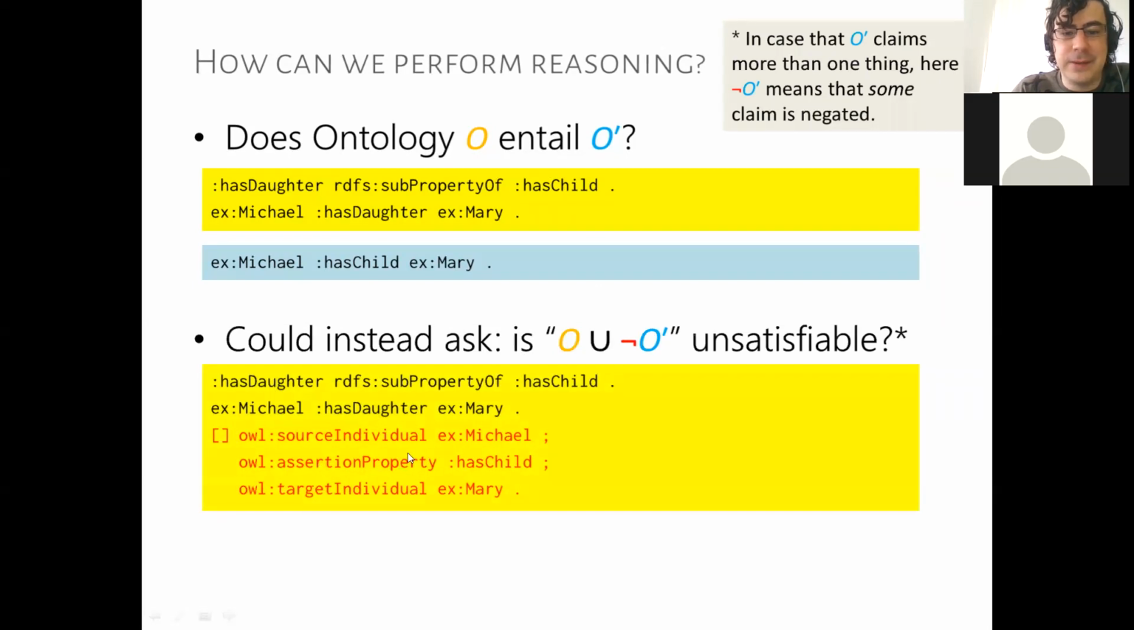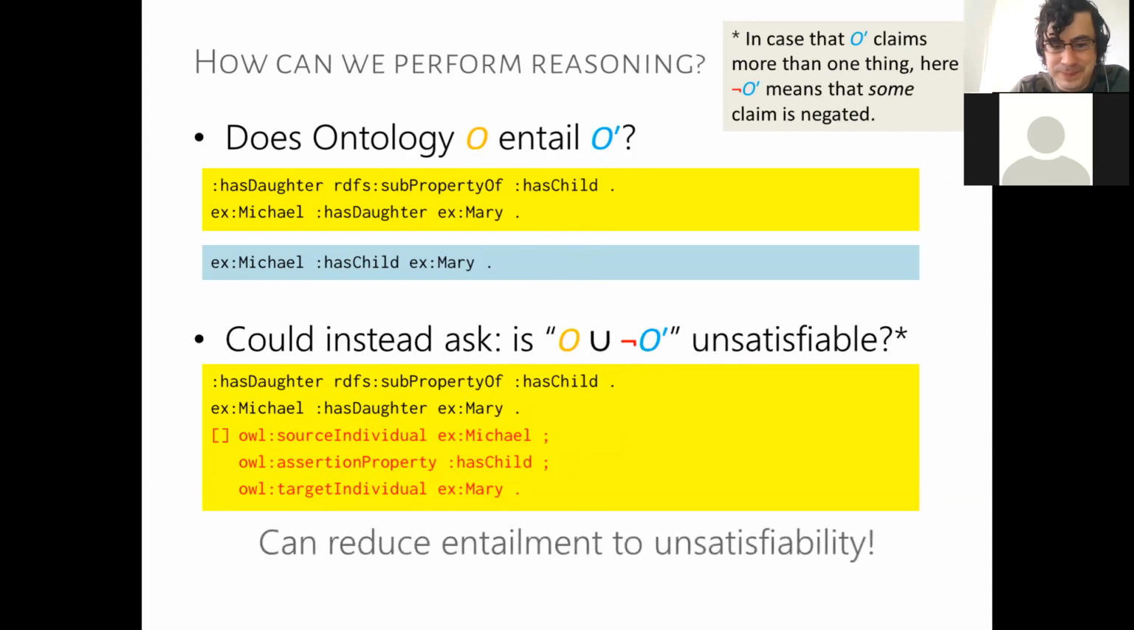We can rephrase this entailment question into the following satisfiability question, where we have the original ontology untouched, and then we negate the second ontology. This is the syntax in OWL for saying that Michael does not have the child Mary. And then we ask, is this satisfiable or not? So O union not O prime is unsatisfiable if and only if O entails O prime. So these two questions become equivalent. Great. So we can reduce from entailment to satisfiability. So now we just need to worry about how we implement unsatisfiability or satisfiability.